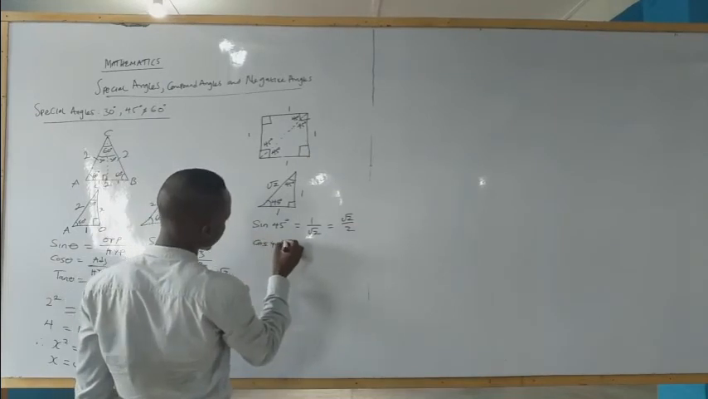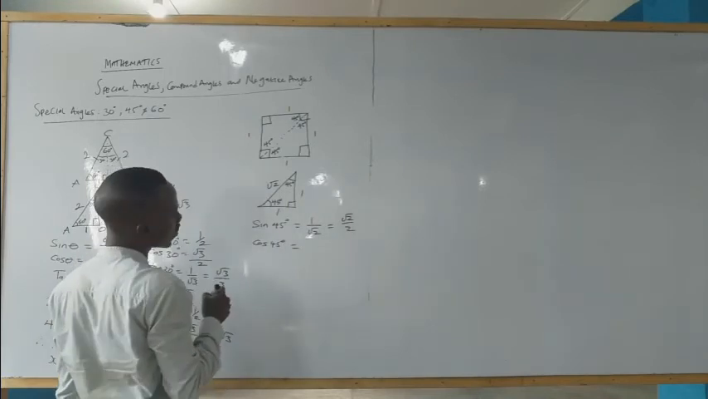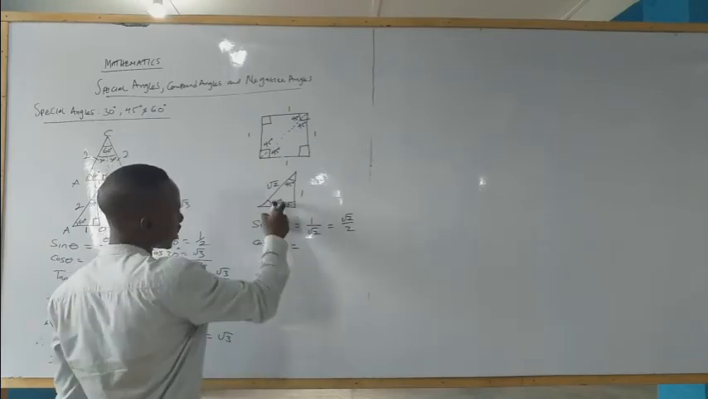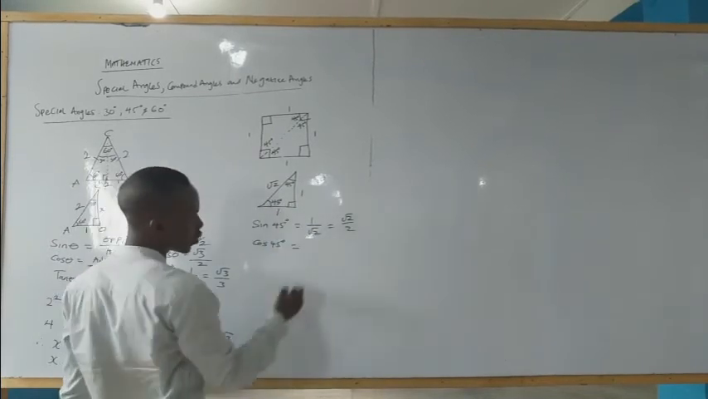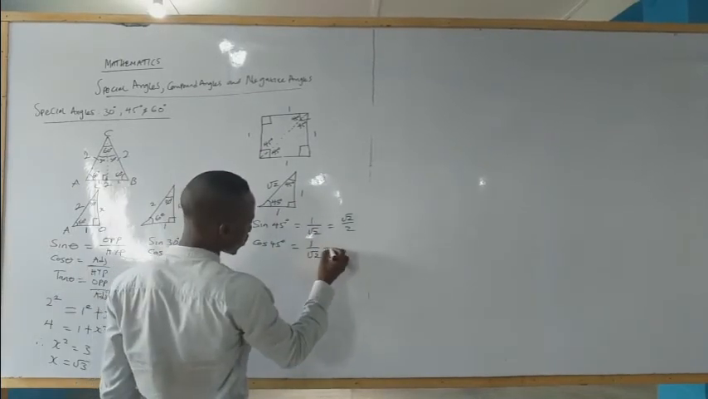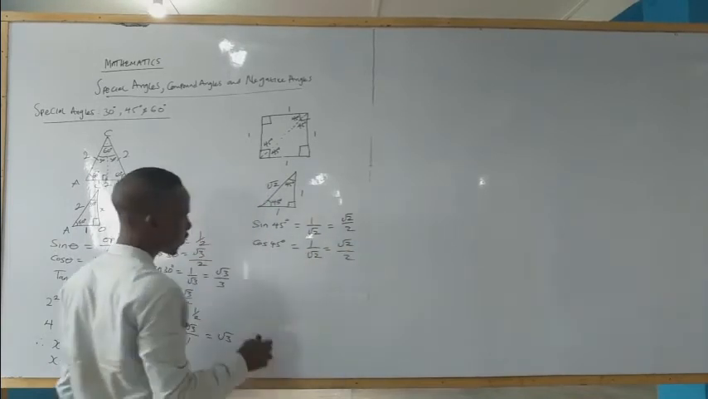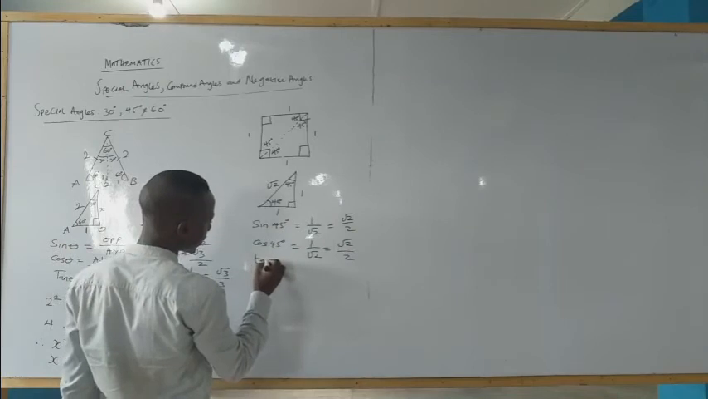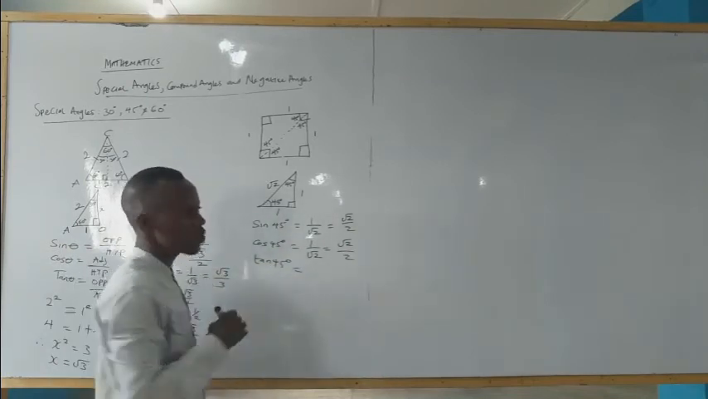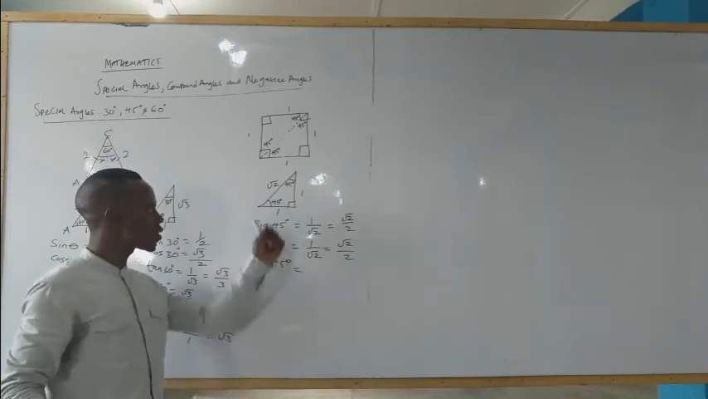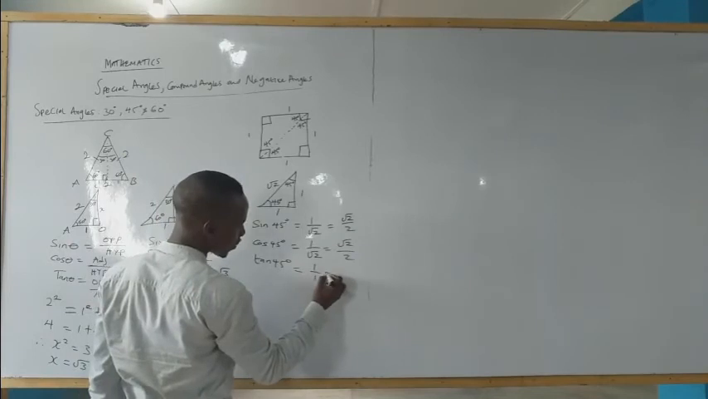Cos 45 degrees, the same thing. Cos 45, so we have what? Adjacent over hypotenuse. Adjacent of this 45 is this one, and the hypotenuse is what? Root 2. 1 over root 2. By rationalizing, you get the same thing, root 2 over 2. And then tan 45 degrees is equal to, tan is what? Opposite over adjacent. So we have 1 over 1, which is equal to what?